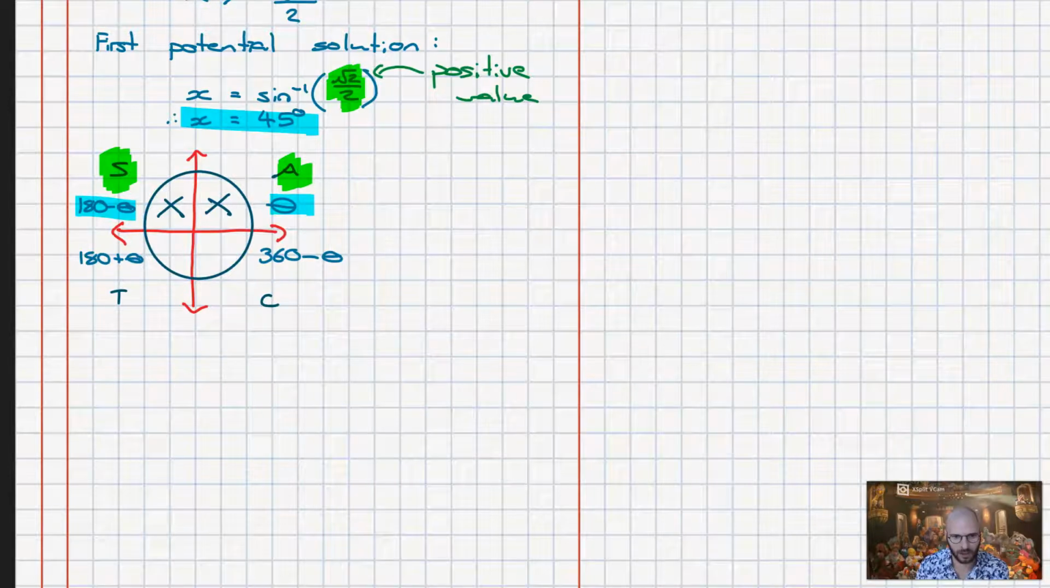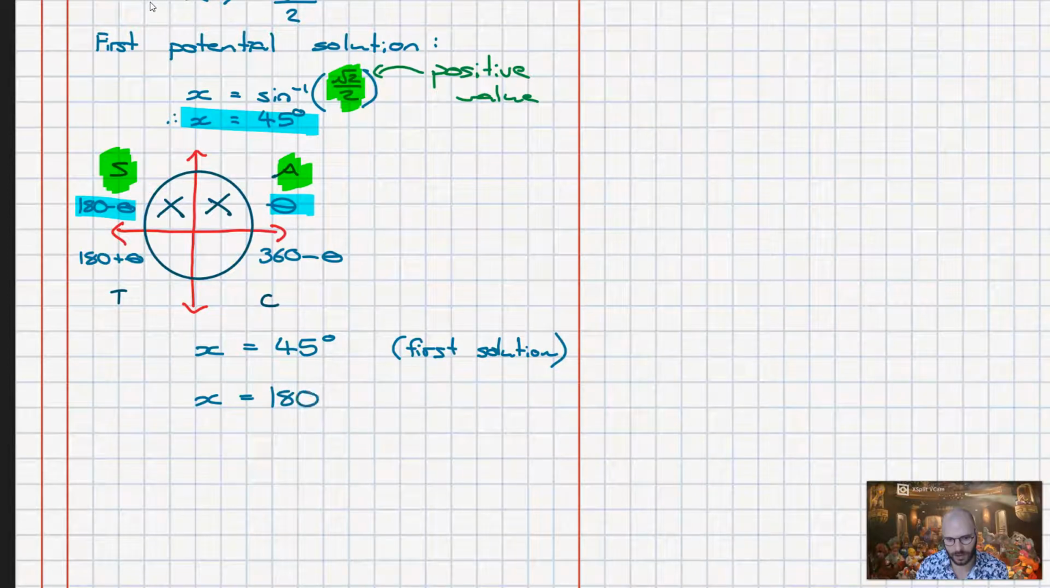So, going forward, the value of x, given that we're working in the first quadrant, is going to be 45 degrees, and we're going to call that our first solution. Now, going for the second solution, which lies in our second quadrant, we're going to go x is equal to 180 degrees, take the 45 degrees that we had up here.